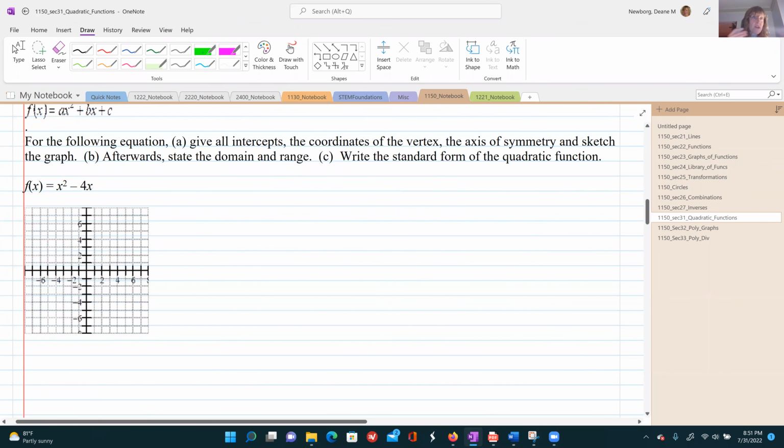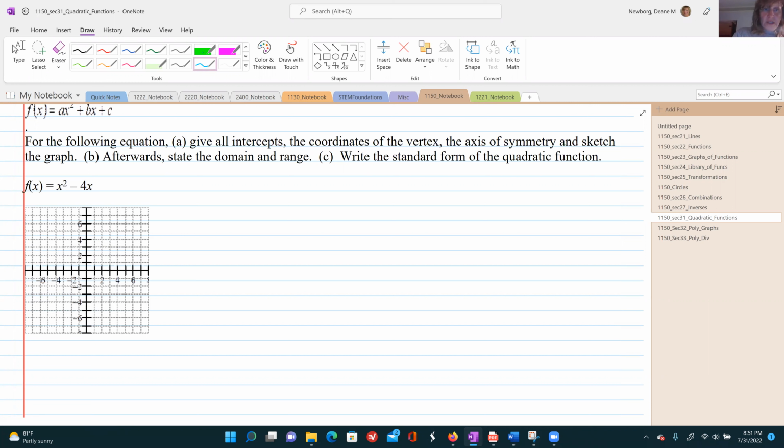Okay, so here I give us a quadratic function, and we're asked to do three different things, although the first thing asks for a lot. Give all the intercepts, the coordinates of the vertex, the axis of symmetry, and sketch the graph. Afterwards, state the domain and range, and then write the standard form of the quadratic function.